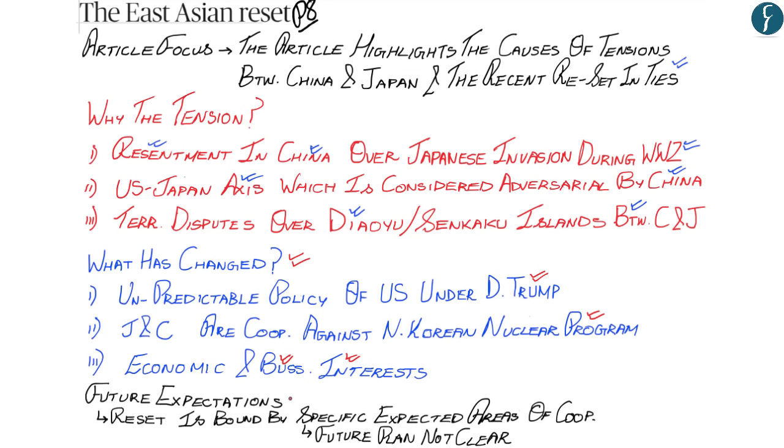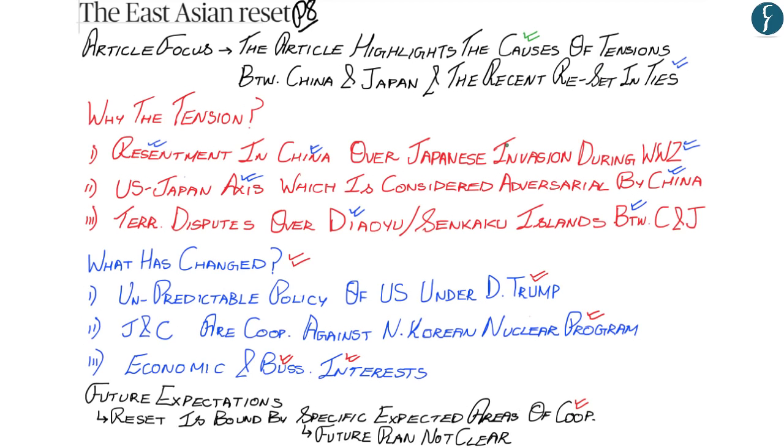Now hopefully up till here you've also understood that according to the author, the reset in ties between Japan and China is bound by specific expected areas of cooperation, and these specific expected areas of cooperation do not contain a long-term strategic vision or a clear-cut plan on how China and Japan would be cooperating in these specific areas. So now hopefully up till here you've understood the causes of tension between Japan and China as highlighted by the author and the recent causes of the reset in ties between Japan and China.